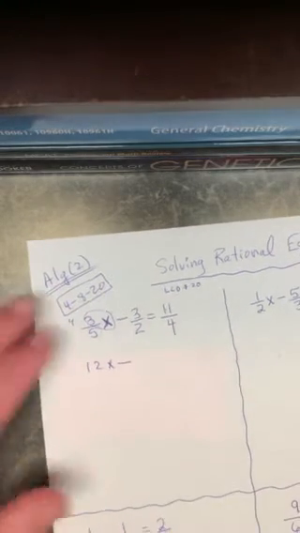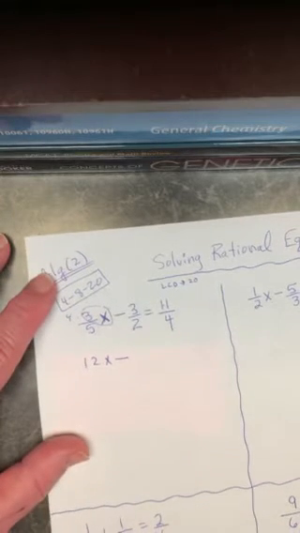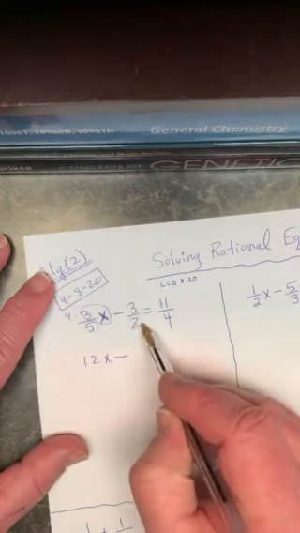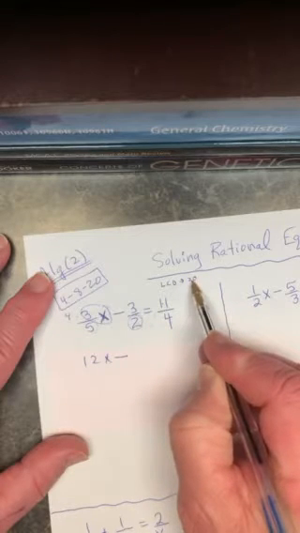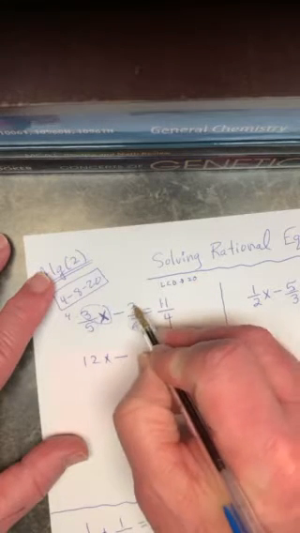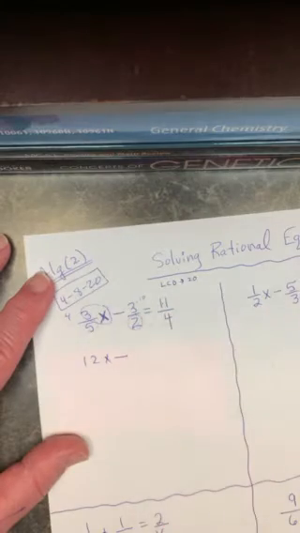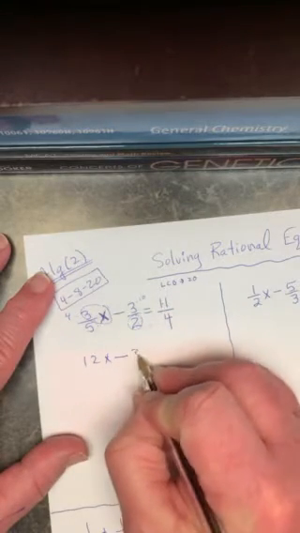Minus, now go to the second fraction. The denominator there is a 2, isn't it? 2 times what would give you 20? Wouldn't it be 10? So take the top number and multiply it by 10. So that's going to give me minus 30.